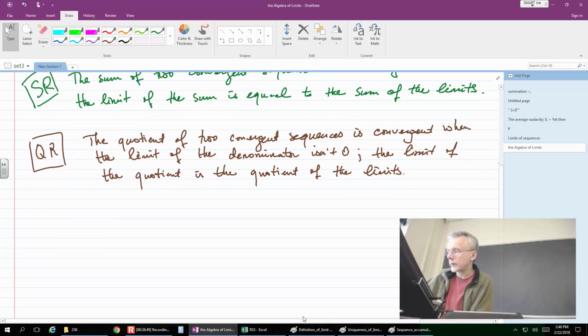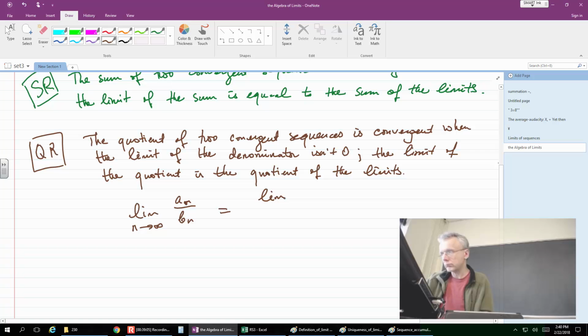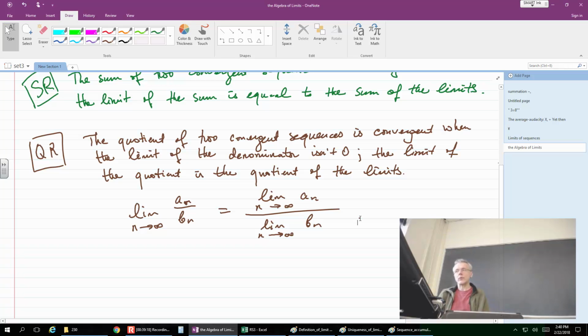Okay, so the abbreviated formula would be this way, an over bn, with all the caveats. The statement itself is about the caveats, to make sure that you don't jump to conclusions. But if you are justified, then this is the conclusion that you might jump to. Okay, so the limit of the ratio is equal to the ratio of the limits. Okay, so those four rules.